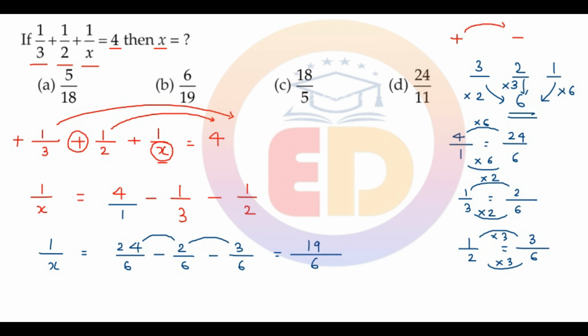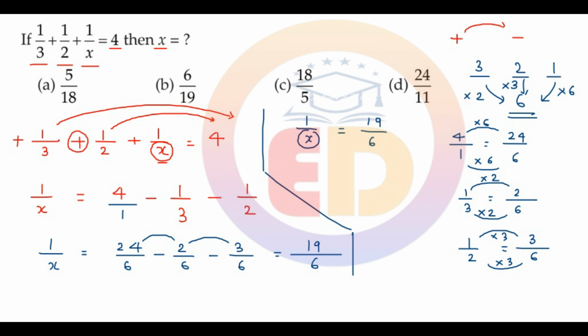Now friends, our equation will be 1 upon x equals to 19 upon 6. Now here you see guys that x is in the denominator. We don't want x in the denominator. I have to bring x in the numerator.